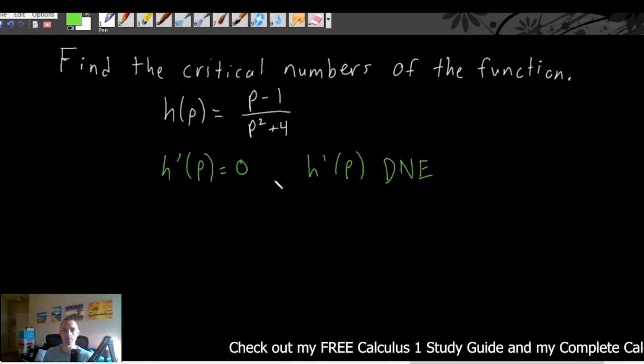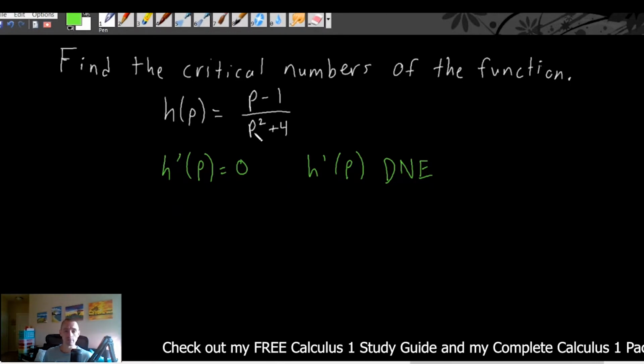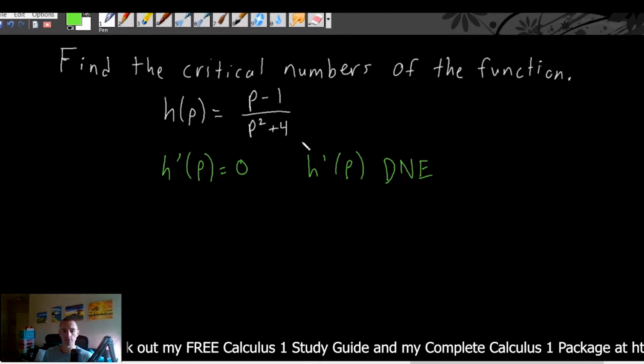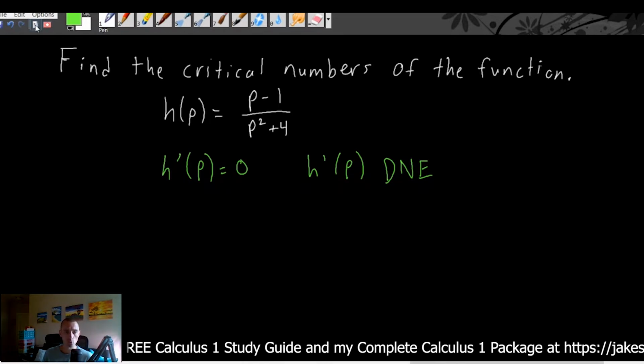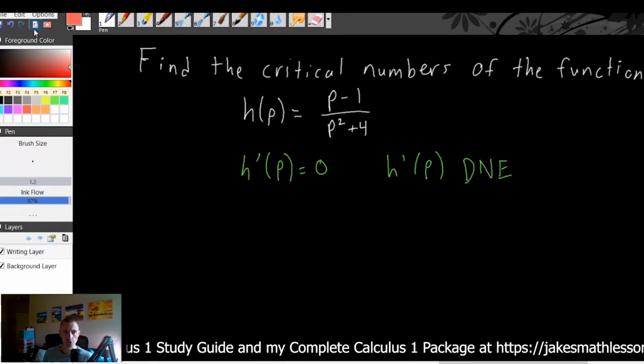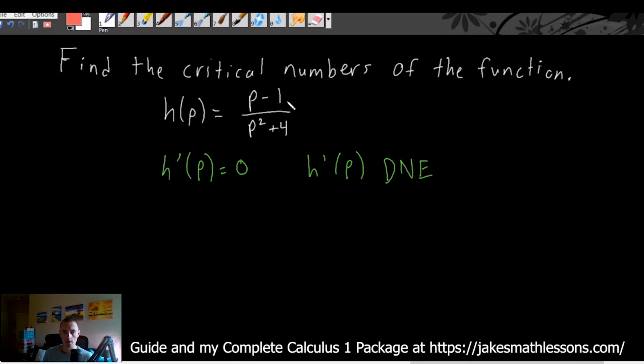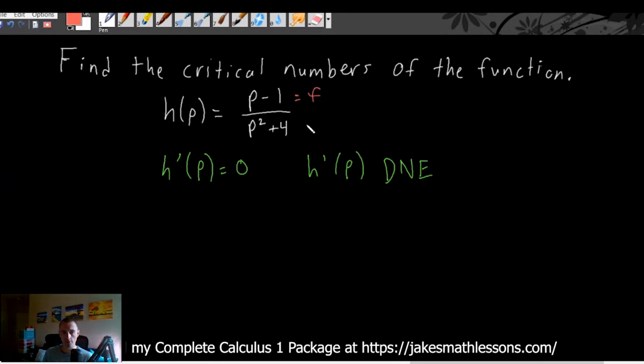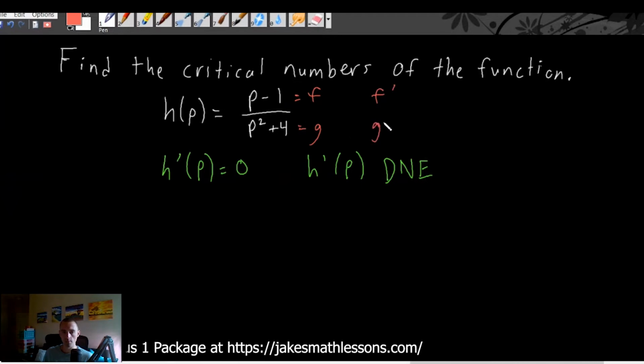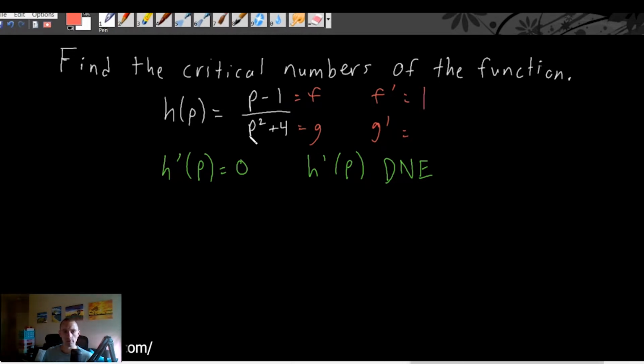So first step is going to be to find h prime of p. We need to find the derivative. Finding the derivative of this function is just going to use the quotient rule. Quotient rule just says that we're going to call the numerator of our function f, the denominator g. We then need to find f prime and g prime. So the derivative of the top of our function, the derivative of p minus 1, is just 1. And then the derivative of p squared plus 4 is going to be 2p. And that's just based on the power rule.